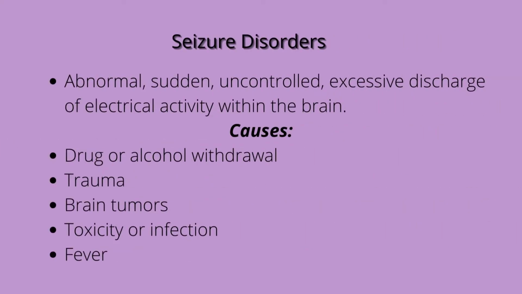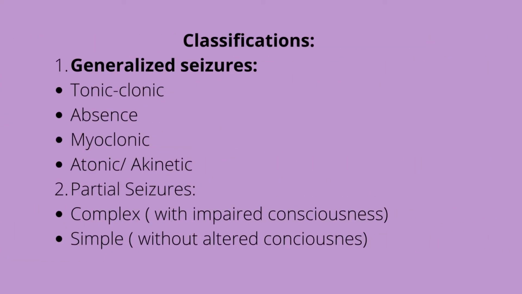So seizure disorders. A seizure is an abnormal, sudden, uncontrolled, excessive discharge of electrical activity within the brain. Some of the causes include fever, toxicity or infections, brain tumor, trauma, drug or alcohol withdrawal. Seizures could be classified as either generalized seizures or partial seizures.